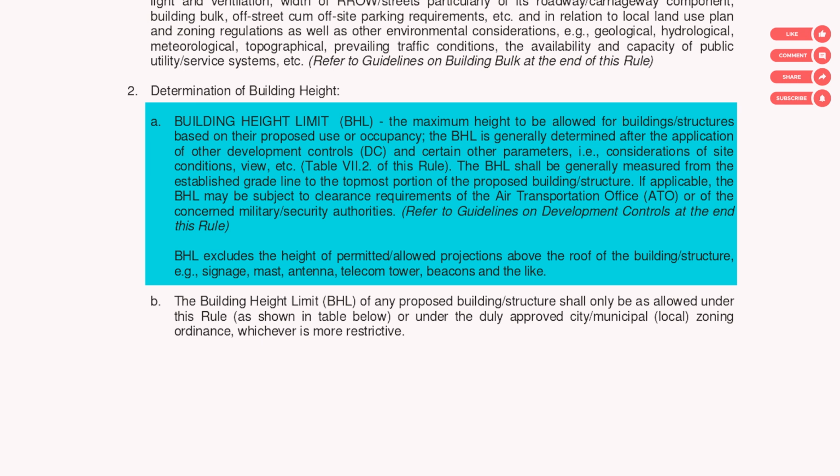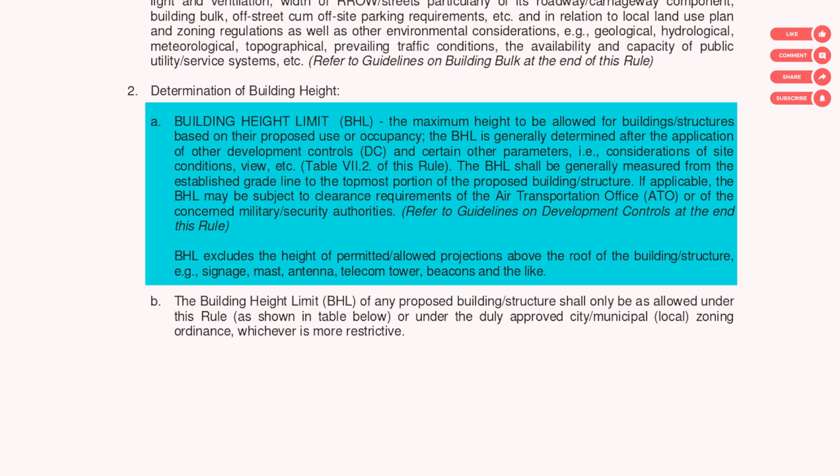But before I do that, let's just quickly get this out of the way. When you measure building height, we do not include signages on top of the building. We do not include masts. We do not include antennas or technical towers. We call them allowable projections above the roof, but we don't consider them as part of the building, and therefore they are not considered as part of the building height.